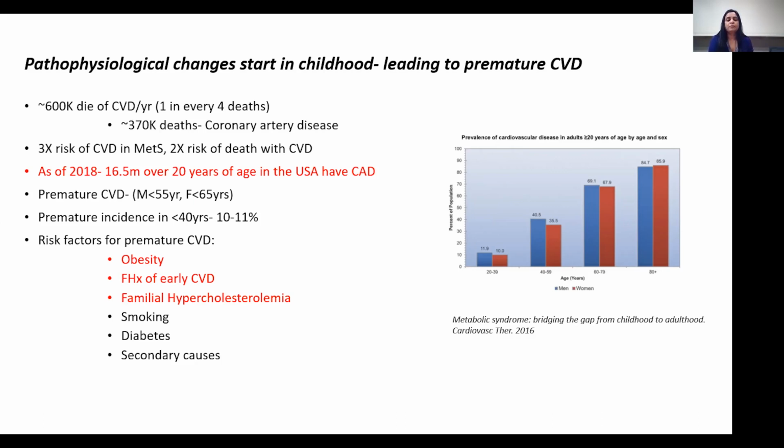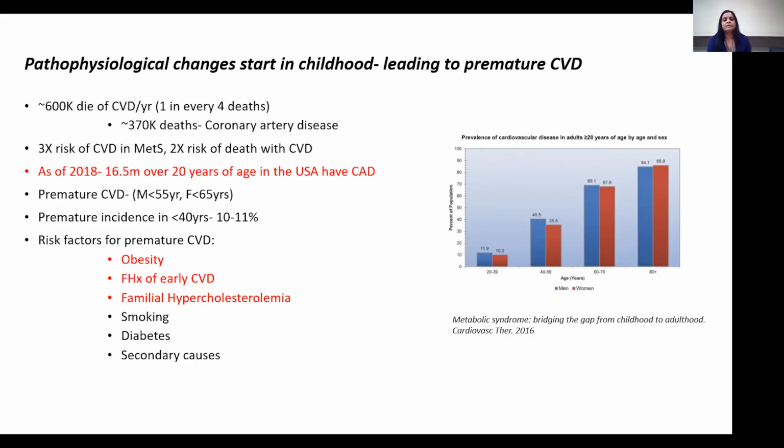And so why is it important in metabolic syndrome? In metabolic syndrome patients, they have 3 times the risk of getting cardiovascular disease and 2 times the risk of cardiac death with CVD. So that's why this is important. That's why we need more counseling and to start prevention right from childhood. As of 2018, about 16.5 million people over the age of 20 have coronary artery disease.